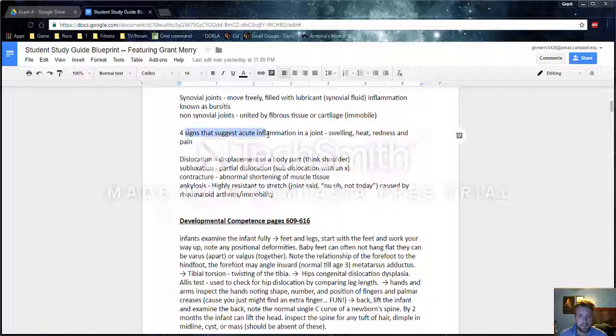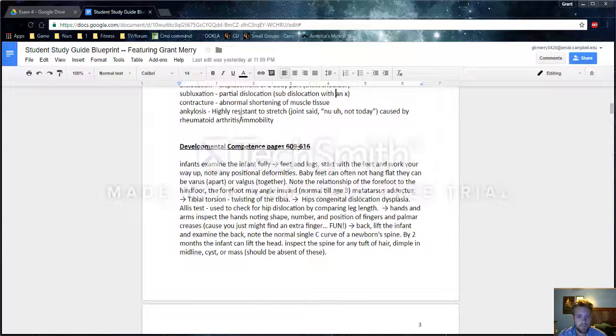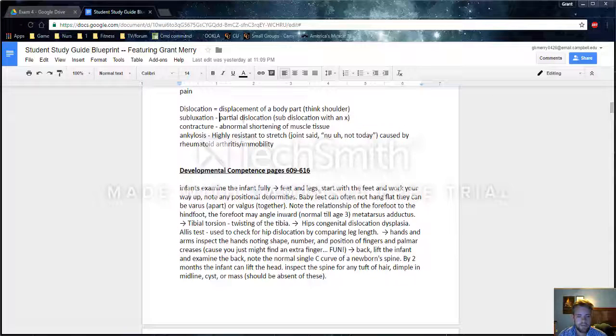Four signs that suggest acute inflammation in the joint: you have swelling, heat, redness, and pain. Dislocation is displacement of a body part. Think shoulder. It has a lot of synovial fluid, but not a lot of cartilage, so it's very flexible. But because of that, it comes with the downside of being very flimsy, not very strong.